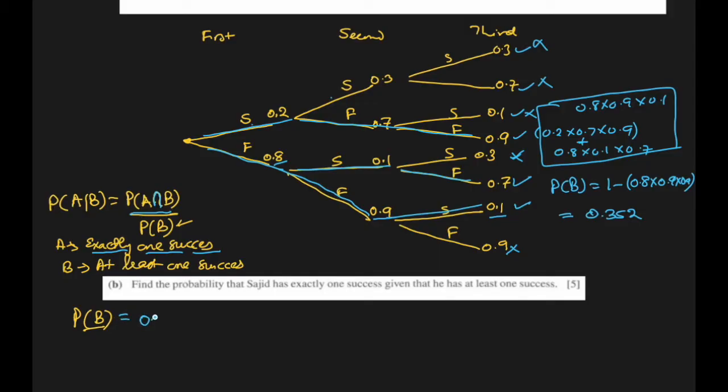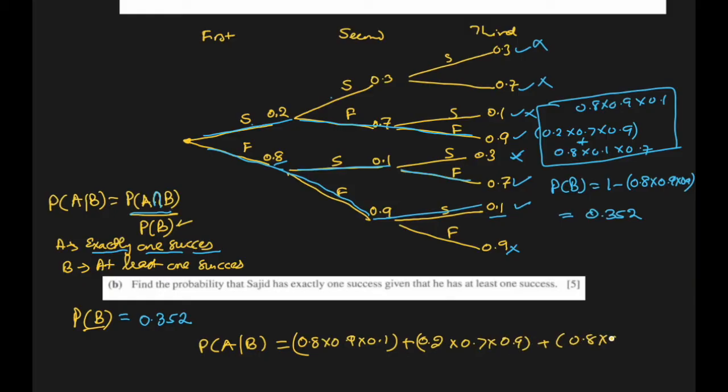So P(B) was 0.352. So let's write probability A given B will be the sum of these: 0.8 times 0.9 times 0.1 plus 0.2 times 0.7 times 0.9, plus 0.8 times 1 times 0.7, divided by probability of B, which is 0.352.